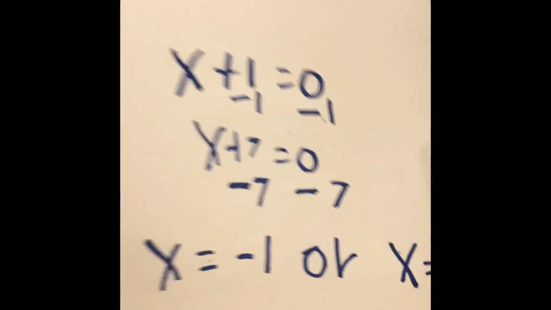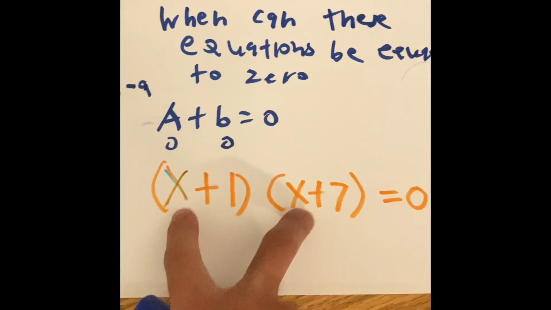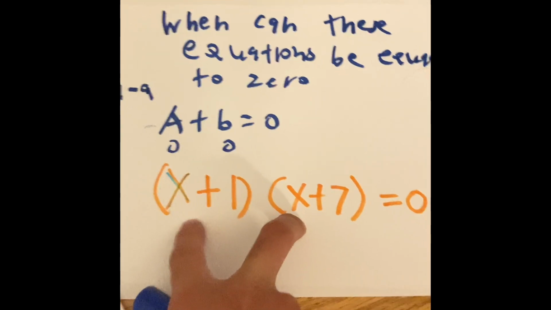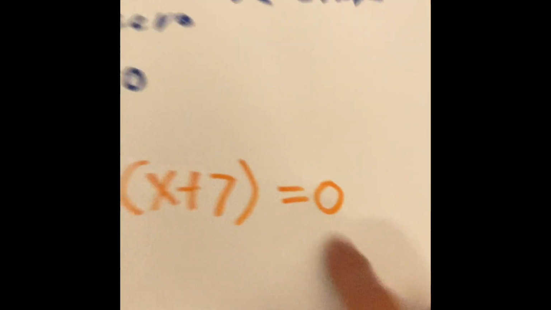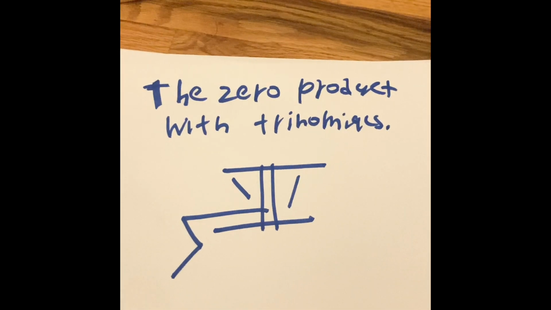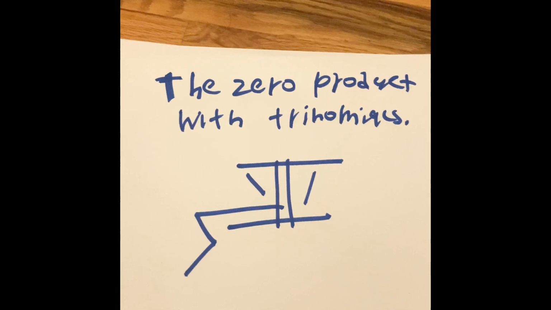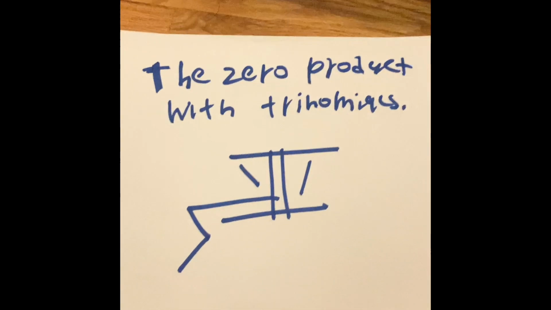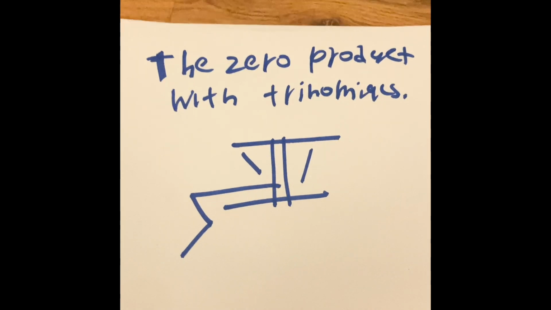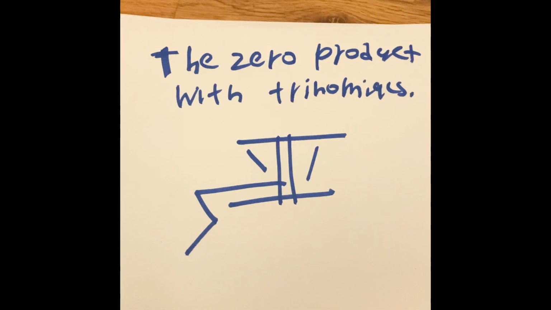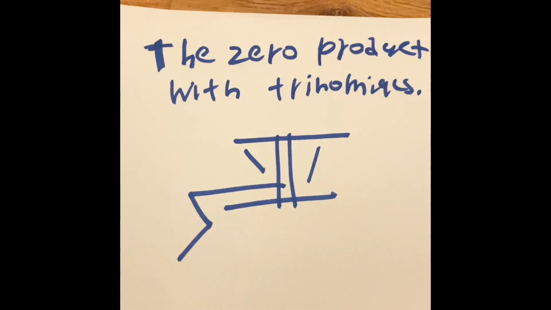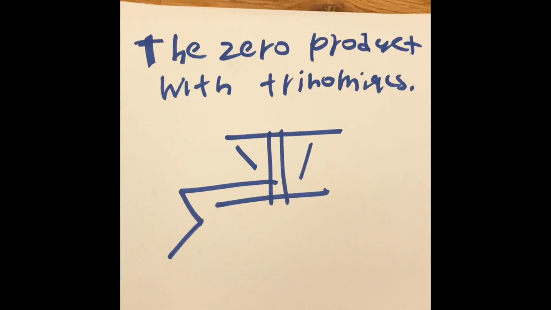And what we just did is we tried to find what the variable is if we wanted the expression or the equation to equal 0. That is what the zero product is: when you try to find the variable of an equation when it happens to be 0. But what happens if we try to do it with a trinomial? So we're going to use that zero product strategy with trinomials and find out why we do that with trinomials.